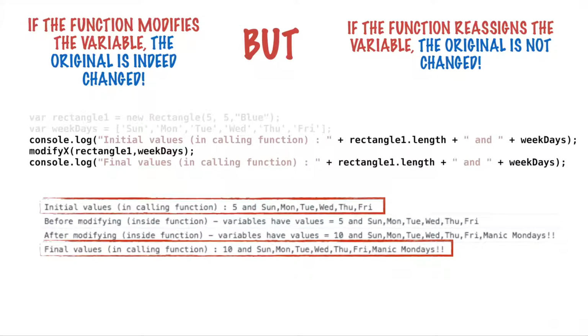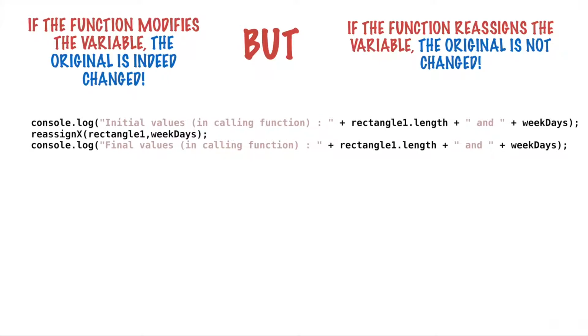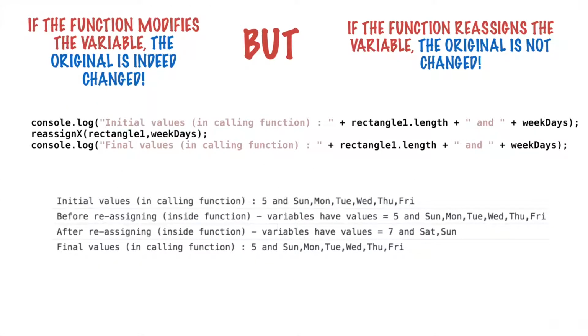That was modification. Let's see how reassignment works. Let's turn our attention to the 3 lines of code which first prints out the initial values of the object and the array, the object length and the array, calls reassign x, which reassigns the rectangle and the weekdays variable, and then prints out the final values of the rectangle length and the array after reassign x has been called. And here is the output that's displayed to the console when we run these 3 lines of code.